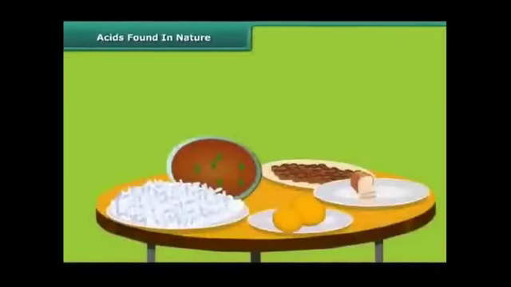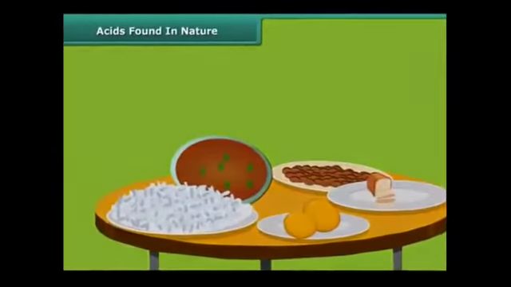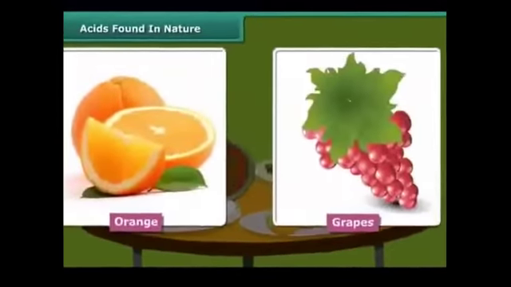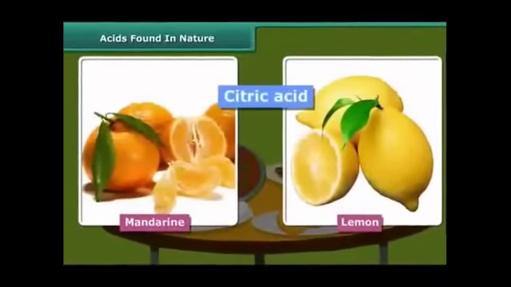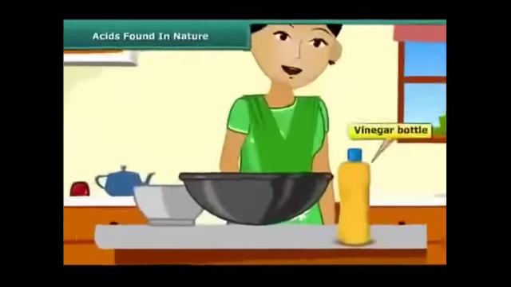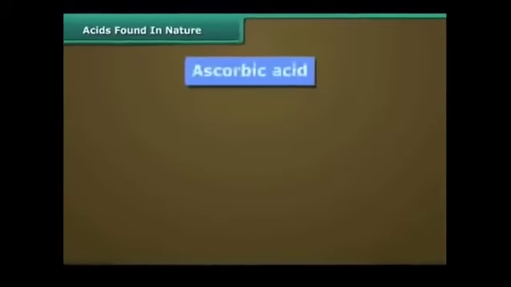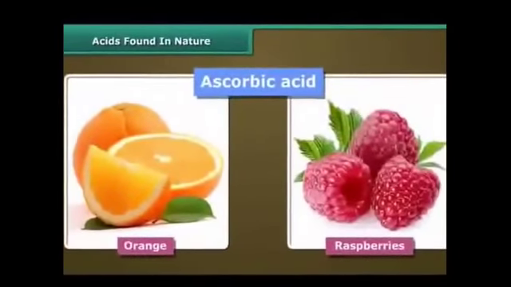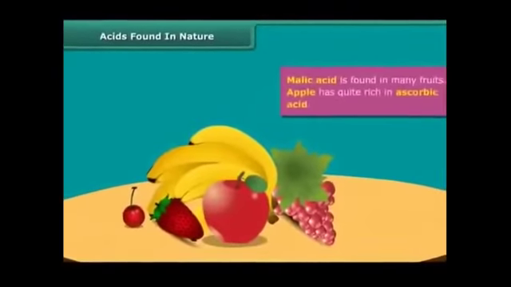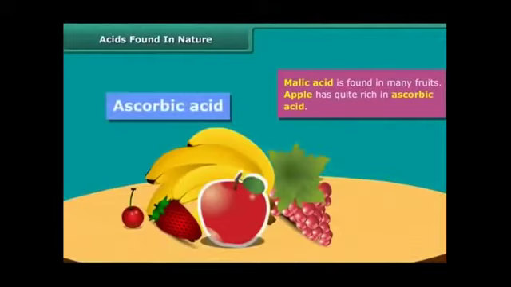Different food items contain different acids. Citrus fruits like orange, grapes, mandarin, lemon, etc. contain citric acid. Vinegar found in our kitchen is dilute acetic acid. Ascorbic acid is found in guava, orange, raspberries, etc. Malic acid is found in many fruits. Apple is quite rich in ascorbic acid.